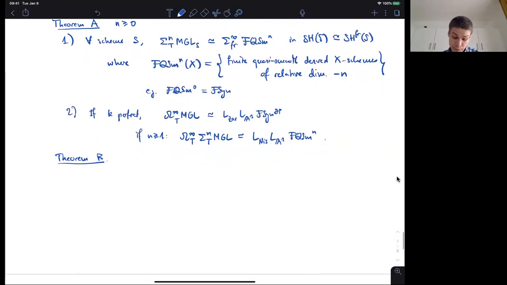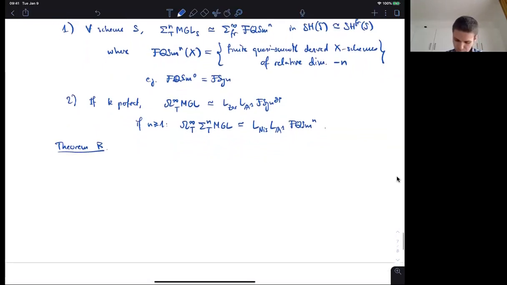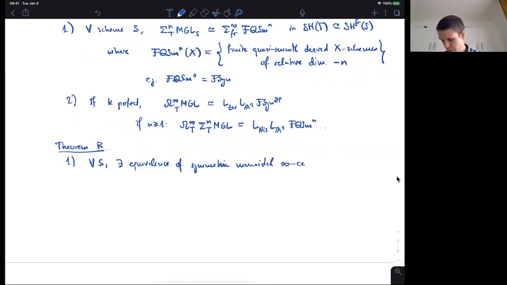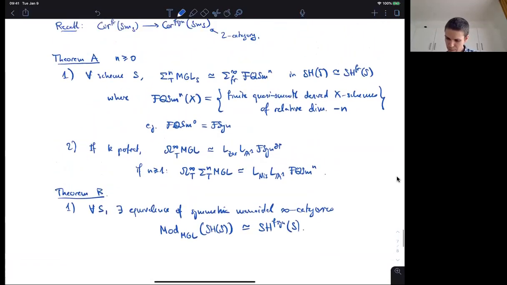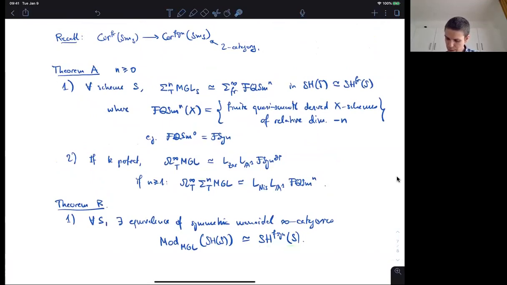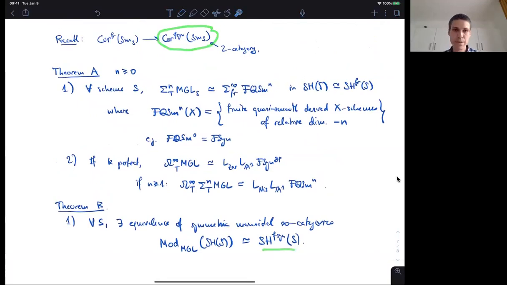I guess I only talk about the proof of theorem A, but theorem B is a closely related theorem. So again, there's one statement over a general base, which is that for every scheme S, there is an equivalence of symmetric monoidal infinity categories between modules over MGL in SH of S, and motivic spectra with finite syntomic transfers. What I mean by this is that we repeat the construction of SH framed, but using this category of correspondences instead of this one.